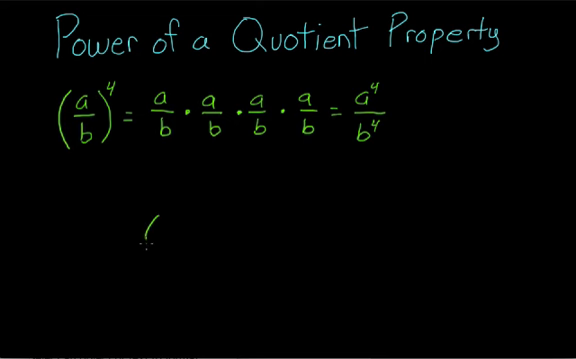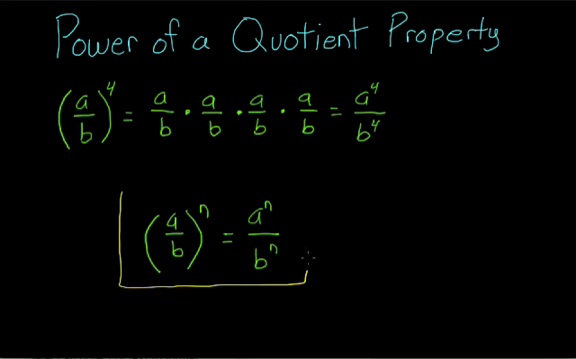So we can come to the general rule that a over b raised to the nth power equals a to the n over b to the n. And that is the power of a quotient property.